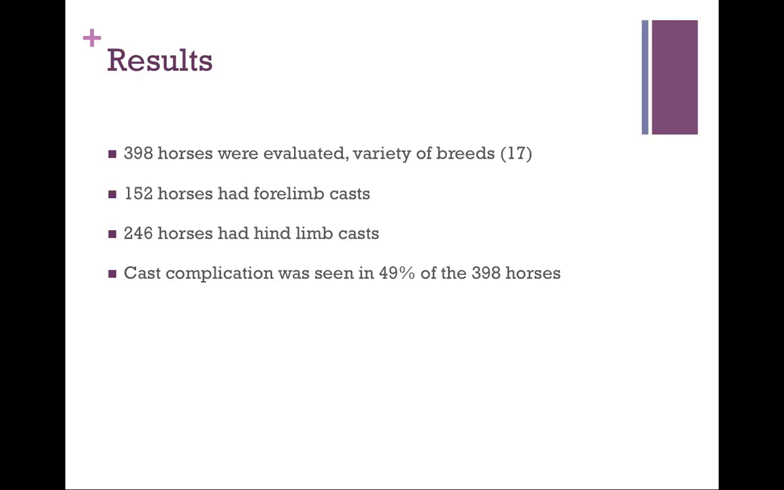In total, 398 horses were evaluated, representing 17 breeds. Of the 398 horses, 152 had forelimb cast, and the remaining 246 had hind limb cast. They found that a cast complication of some kind occurred in 49% of the horses, which is nearly half.